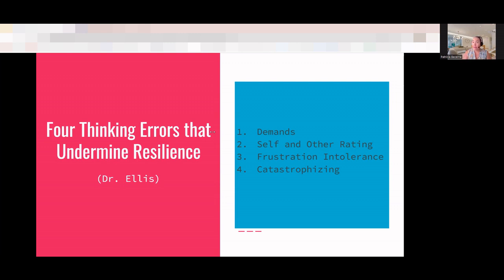So what do we mean by irrational thinking? An irrational idea or belief is something where you distort reality, it's illogical, it prevents you from reaching your goals, leads to unhealthy emotions, and leads to self-defeating behavior. These are ones in which we can help our students recognize, hey, that's that negative thought that comes up. How can we start to challenge that and hopefully replace it?